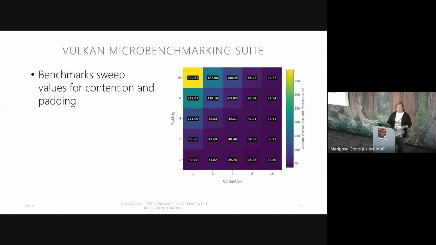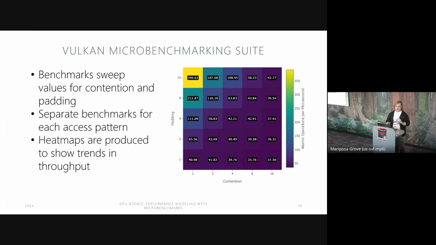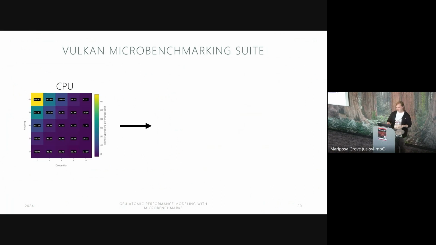We produce benchmarks that sweep values for contention and padding, like the CPU benchmark that I mentioned before. We have separate benchmarks for each access pattern that I also mentioned before. And eventually, we produce heat maps that show these trends in throughput. Again, like the CPU heat map you just saw. But we've seen what these look like on CPUs. And again, if you have a device in this room that does not run this heat map, does not look this way, really curious to see what it is.